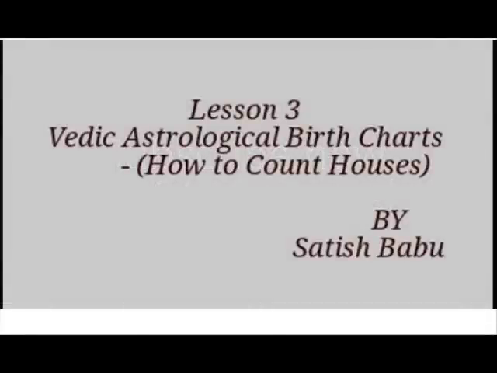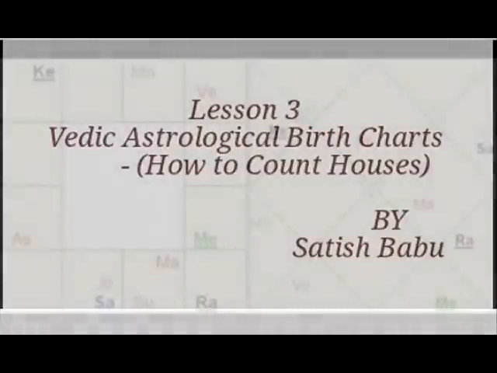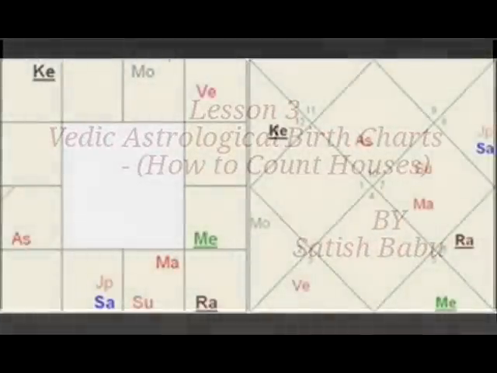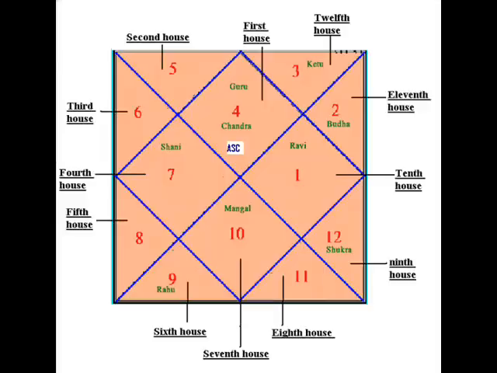In our Lesson 2, I spoke about the accuracy of Vedic system of astrology over Western system of astrology. Starting today, I'll be discussing the basics of Vedic birth charts, and in today's lesson, I'll show you how to identify an ascendant and to count the 12 houses with respect to zodiac signs.